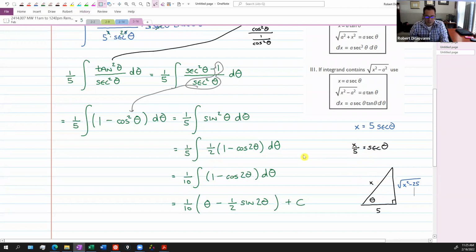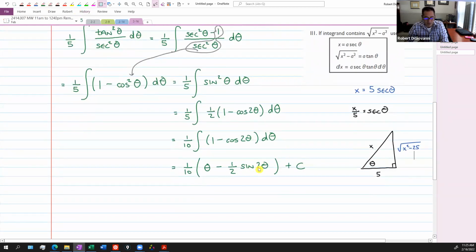But do y'all see the problem? We want to know what sine of 2 theta is. And this triangle doesn't have 2 theta in it, it has theta in it. So I can't tell you what sine of 2 theta is, I can just tell you what sine of theta is. So because of that, the only way to get around it is to realize from pre-cal that we have a formula for this, the double angle formula. That's what we need here.